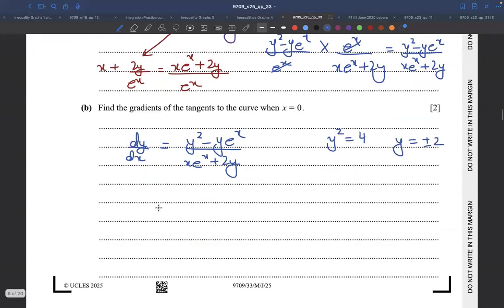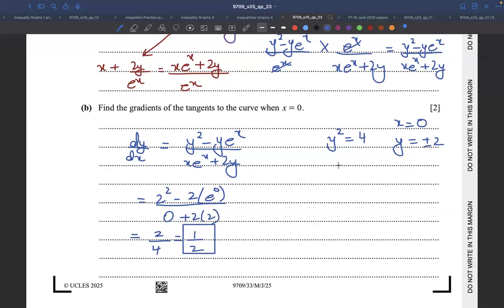So when x is 0, the two values of y are 2 and minus 2. Let's first put x equals 0 and y equals positive 2. So this will be 2 squared minus 2 into e to the power 0, divided by, this x is 0, plus 2 times 2. So this answer would become 4 minus 2, that is 2 upon 4. So one of the gradients will be 1 upon 2.